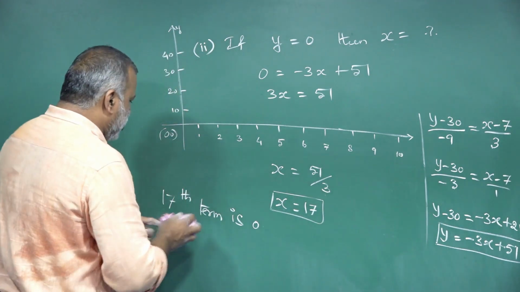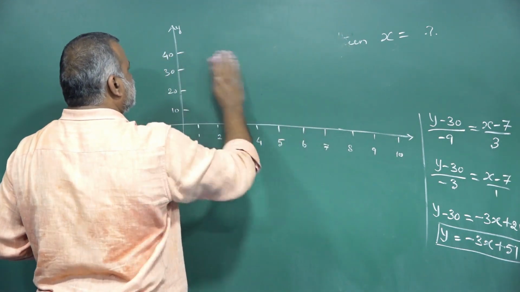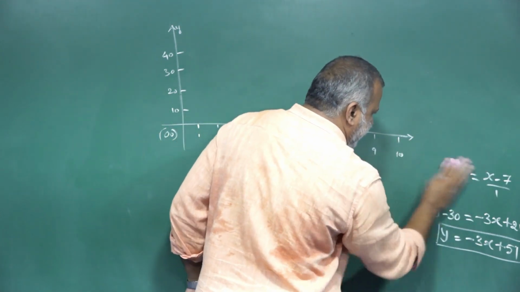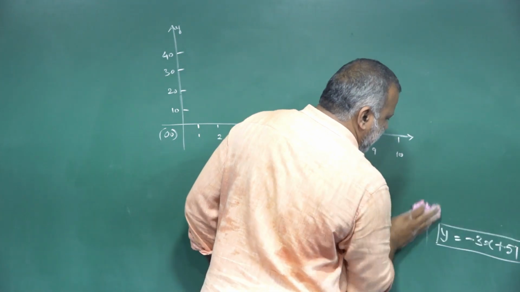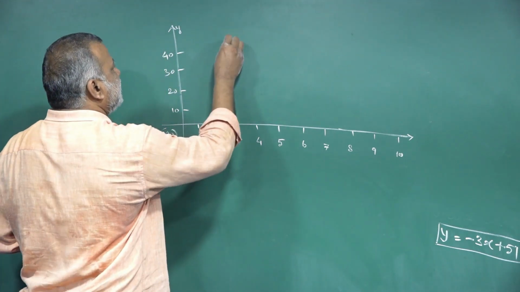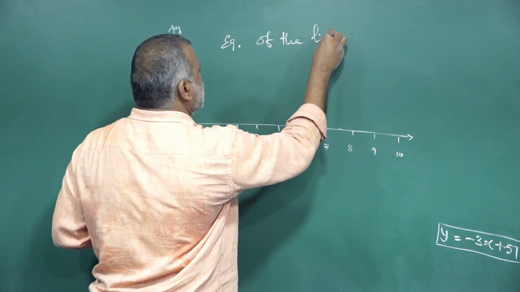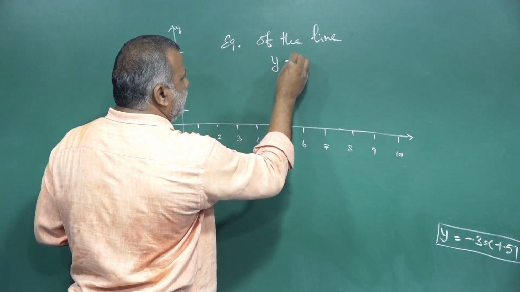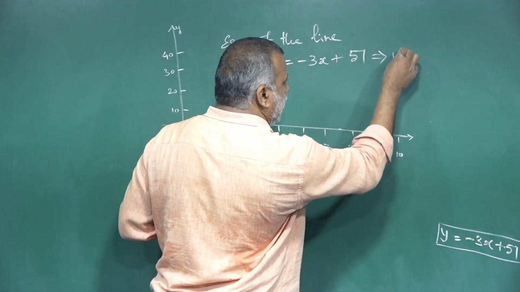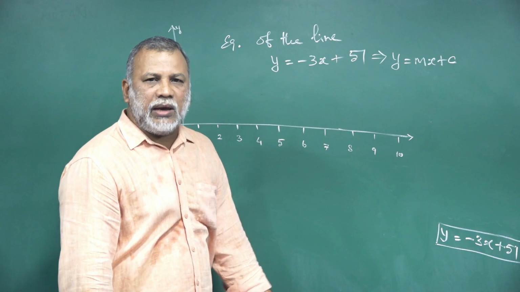They are asking one more thing here. What is the relationship between the common difference of this AP and the slope of this straight line? See, the equation of the line we already worked out. Just now we worked y equal to minus 3x plus 51. It is in the form of y equal to mx plus c.